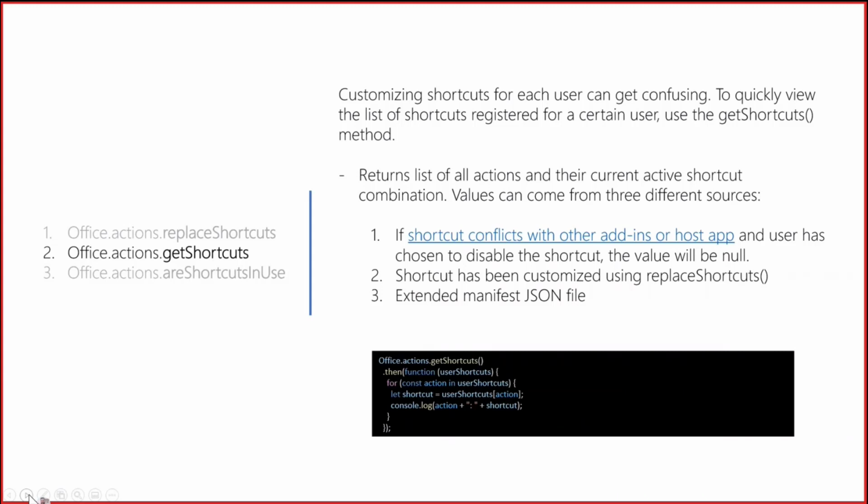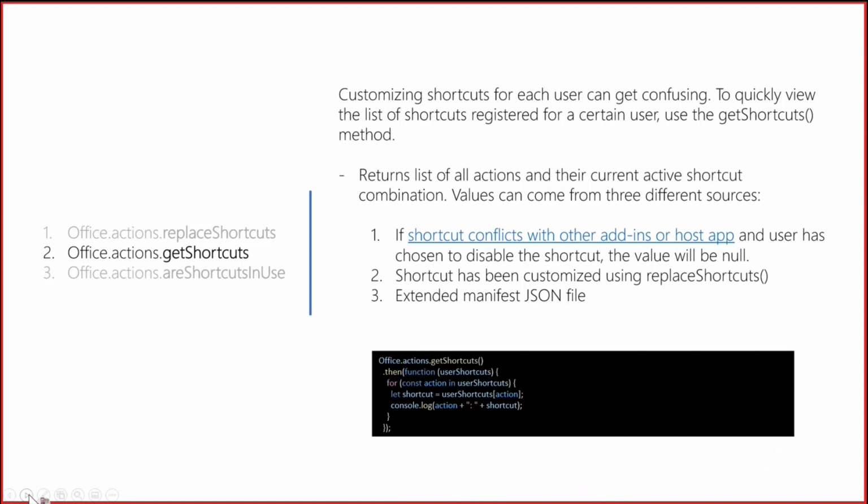Of course, things can happen. For example, if a shortcut conflicts with other add-ins and they see that small conflict dialog pop up and they choose to disable the shortcut for your add-in, the value that's returned with that action is going to be null. Because right now there's no shortcut combination the user can use to invoke that action, right? So this list is going to return everything that the user can currently use as shortcut combinations.